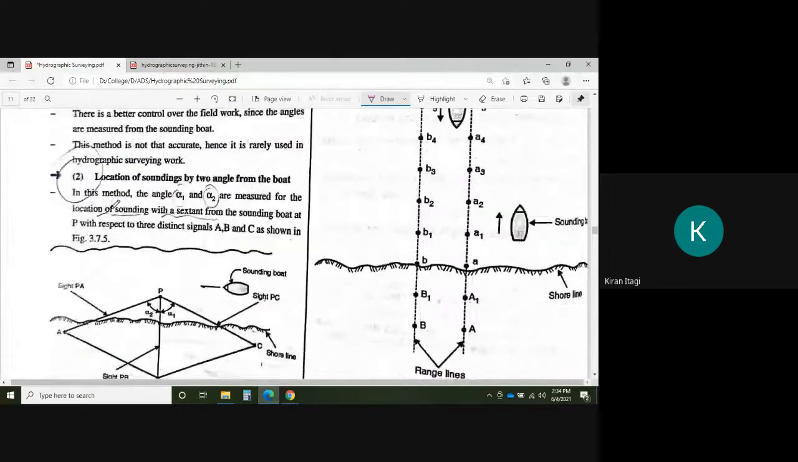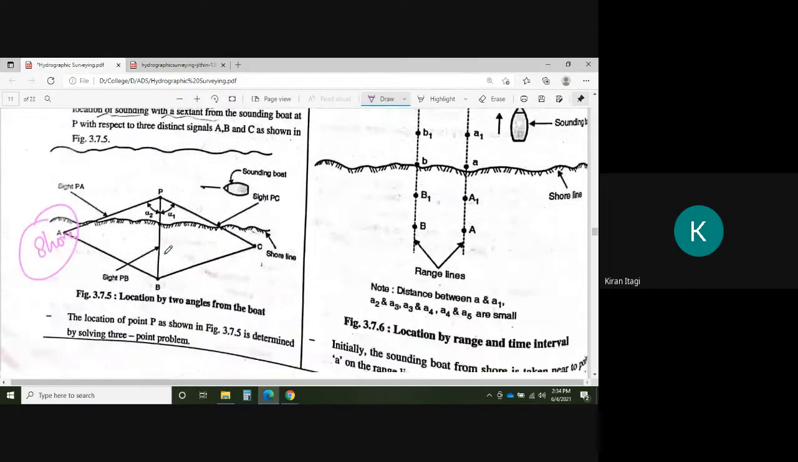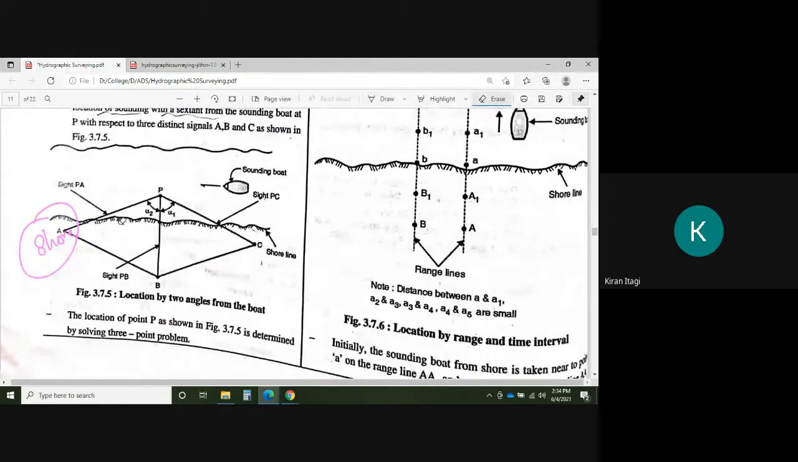Next one we have locating of sounding by two angles from the boat. Whatever you have learned just now was taking the two angles from the shore. It is completely reverse now. So here what we are doing, the figure itself explains everything.